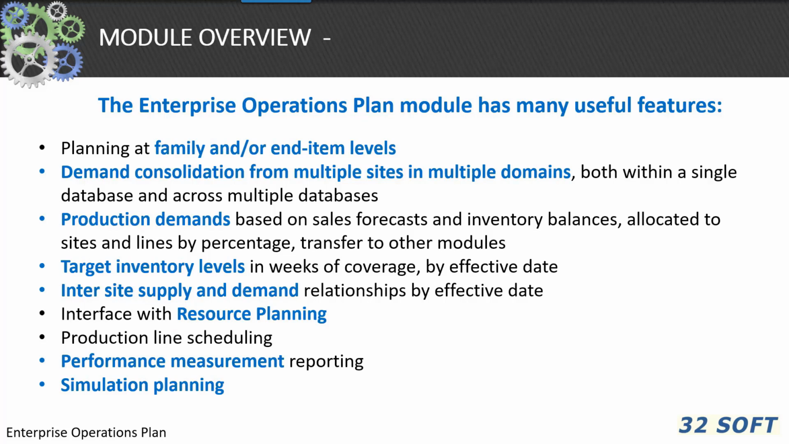So now that we've covered system setup, calendar maintenance, families, item setup, target, tracking costs, and item setup and consolidation, let's take a look at the enterprise sales and operations planning process. There are many useful features for this. Plan at the family or end item levels. You can do demand consolidations across multiple sites. You can look at production demands based on sales forecast. Look at target inventories, inter-site supply and demand, resource planning, product line scheduling, performance measure, and simulation planning.